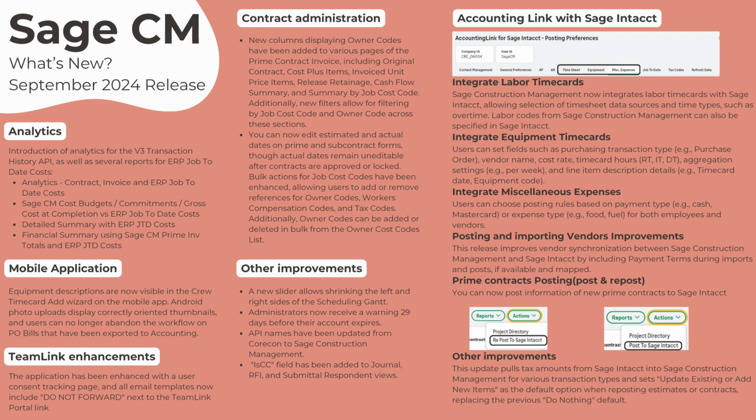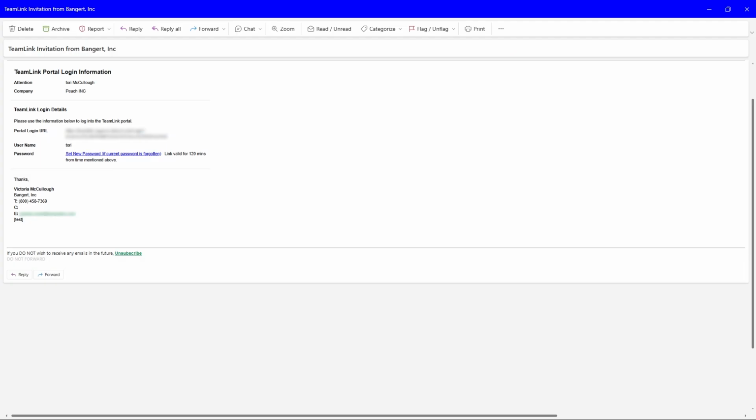For the TeamLink enhancements, the application has been enhanced with a user consent tracking page. And the email templates now include a "do not forward" notice at the very bottom. It says it next to the TeamLink portal, but I've noticed that in the emails it says it at the very bottom. As you can see here, it says do not forward.